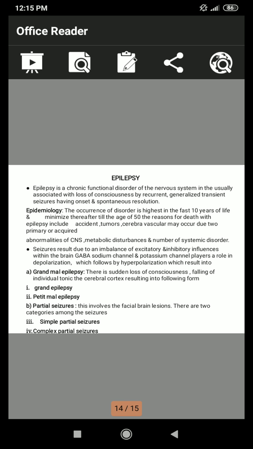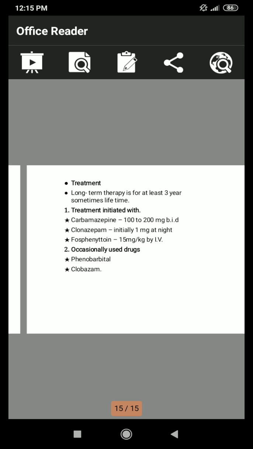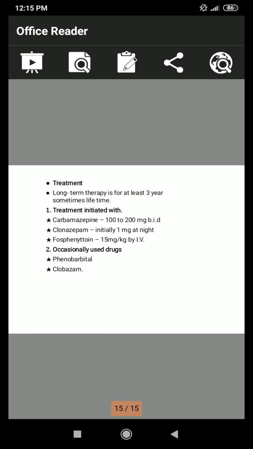These are the types of epilepsy. Next is treatment of epilepsy. Long-term therapy is for at least 3 years, sometimes lifetime. First, treatment is initiated with carbamazepine 100 to 200 mg BID, then clonazepam initially 1 mg at night, and phenytoin or fosphenytoin 15 mg per kg by the intravenous route.